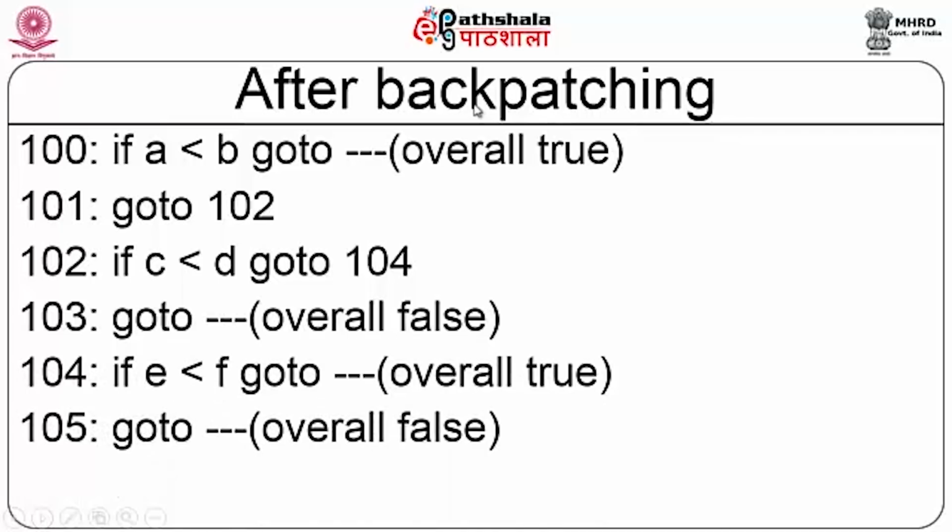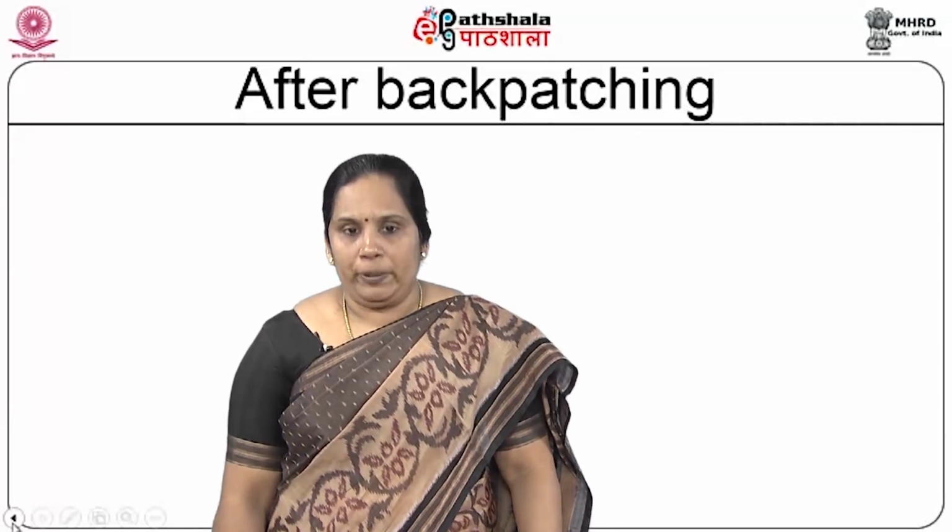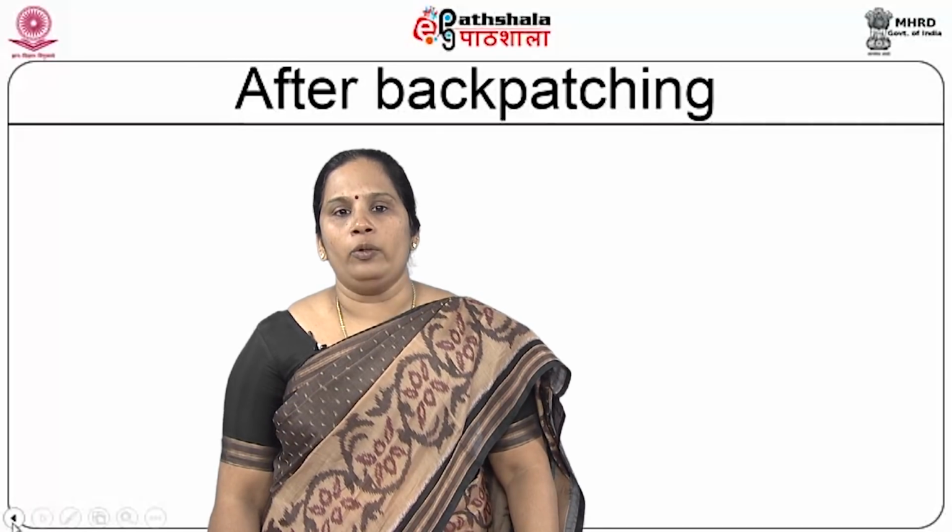So, this overall true and overall false can be looked at from the derivation tree which we have already constructed here. So, that is going to be the overall true and overall false. 100 and 104 are overall true, 103 and 105 are overall false. So, that is what we have here. This is just considering the Boolean expression alone.